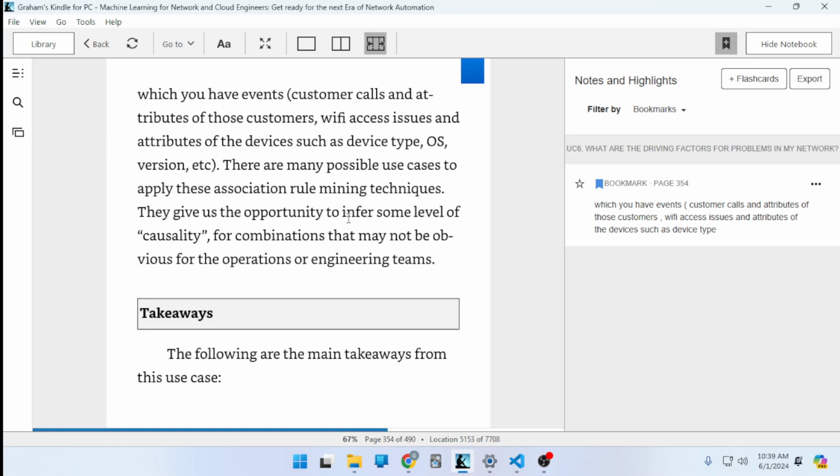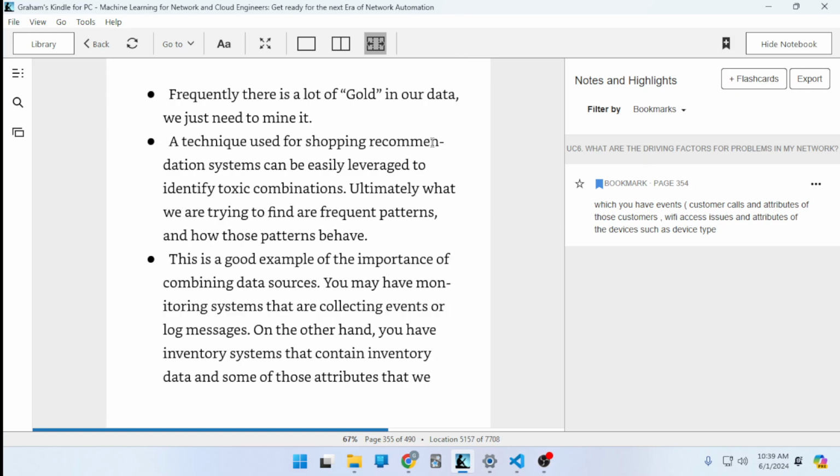All right, the following are the main takeaways from this use case. Takeaway 1. Frequently, there is a lot of gold in our data. We just need to mine it. A technique used for shopping recommendation systems can be easily leveraged to identify toxic combinations. Ultimately, what we are trying to find are frequent patterns and how those patterns behave. And you can do that if you're a junior, if you're an intern. This is gold here.